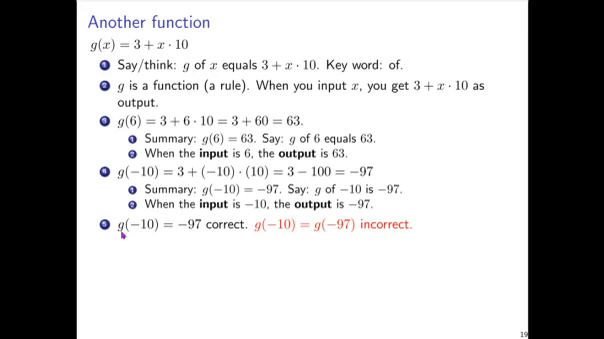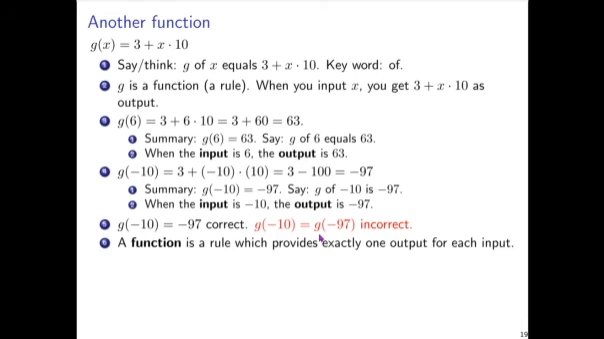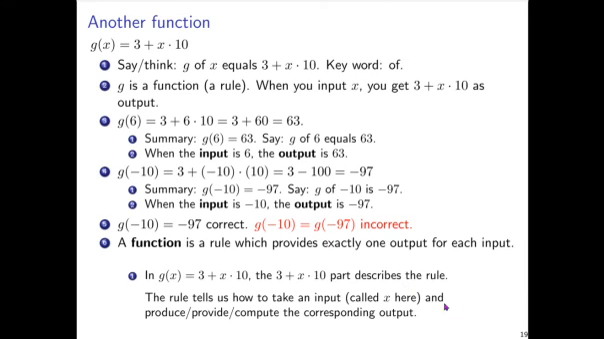This is a process, right? This is a rule. It's a machine. We fed in this input negative 10, and we're reporting on what that output is. It is negative 97 here without a g. If there were a g, this is trying to suggest that we take negative 97 and now make that number serve as the input and refeed that back into the machine. But that's not what we're doing here. Again, a function is a rule which provides exactly one output for each input.